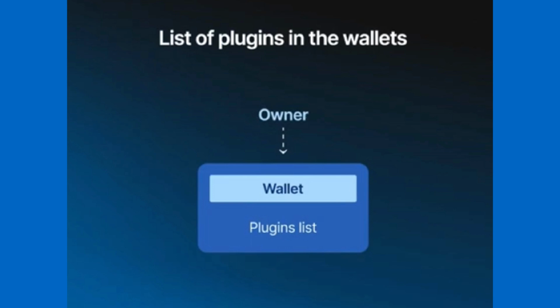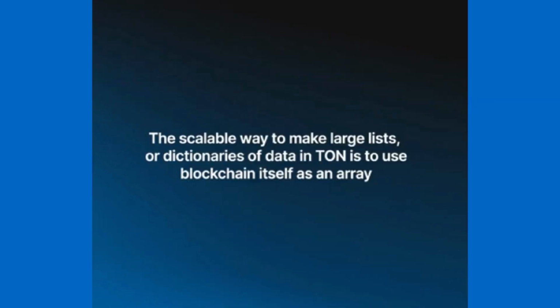And if you really have a multi-user system, then you should truly avoid storing the list of users or user data in the contract right in a straightforward way. So what do you do? The scalable way to make large lists or dictionaries of data in TON is to use blockchain itself as an array. Here's a simple example.